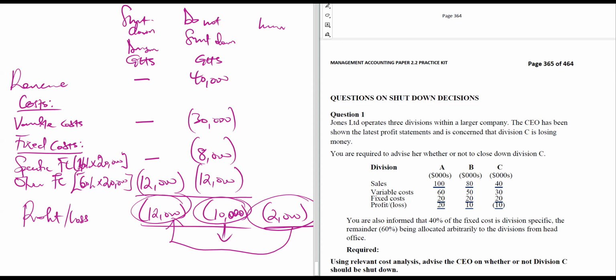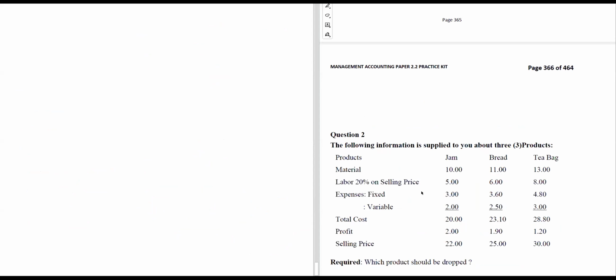So let's look at dropping a product. We have a product here, and we are just going to look at whether we should drop the product or keep it. Which product should we drop and which should we keep? This company makes 3 products: jam, bread, and tea bag. We have the material cost, labor and expenses, total cost, and the selling price. But any decision you take, what is the most important factor?